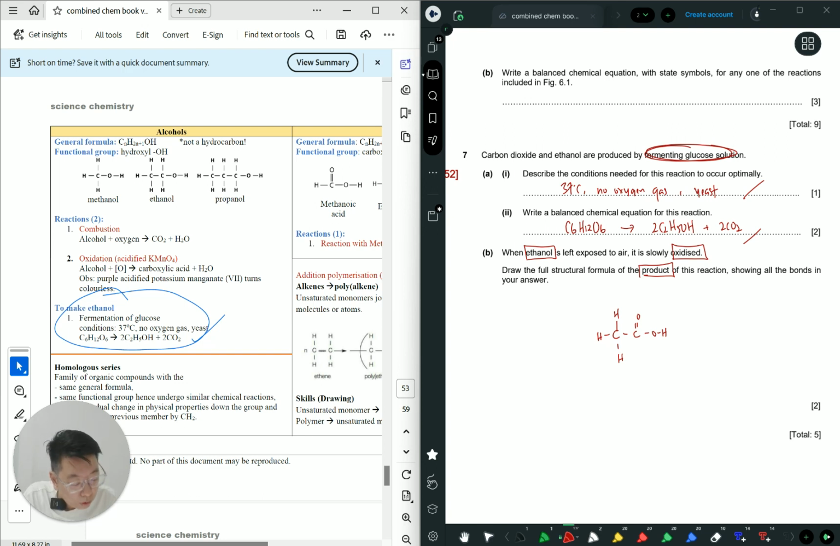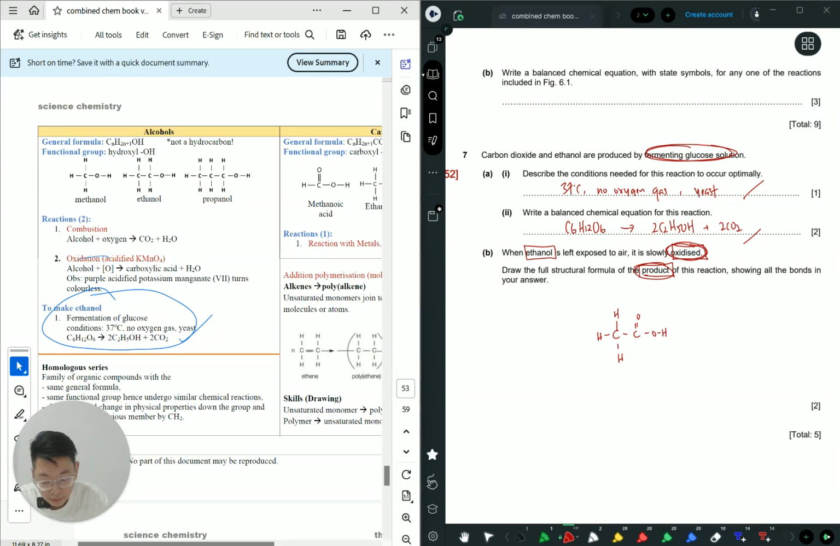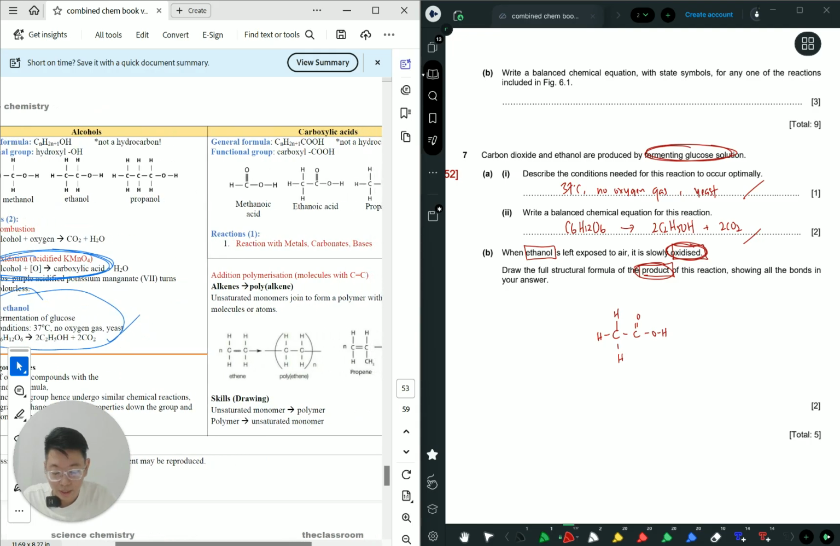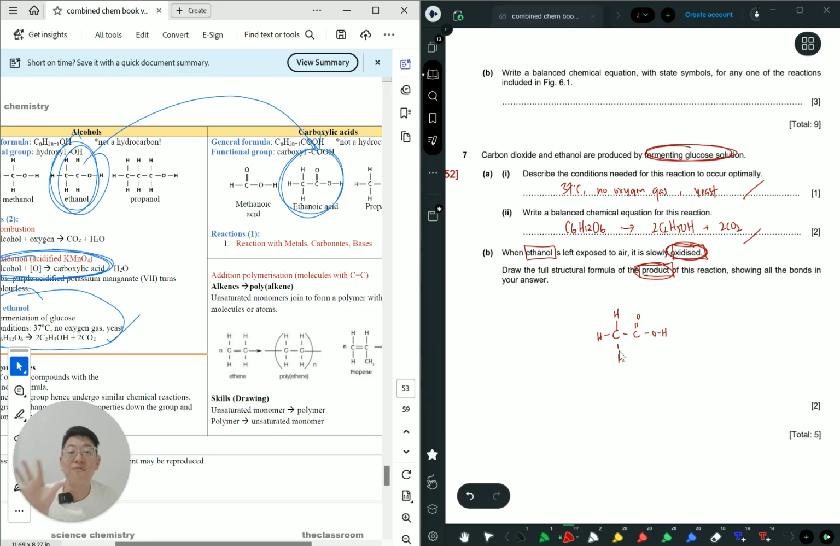Okay? And then when ethanol is left to air, it's oxidized. Okay, fine. Draw the product. So when ethanol is oxidized, what do you get? I don't know if you know this, but when an alcohol gets oxidized, you get a carboxylic acid. So when ethanol is oxidized, you get ethanoic acid. Just draw ethanoic acid. Another 2 marks. Show all bonds present. Full structural formula. That is a whopping 5 marks just by content here.